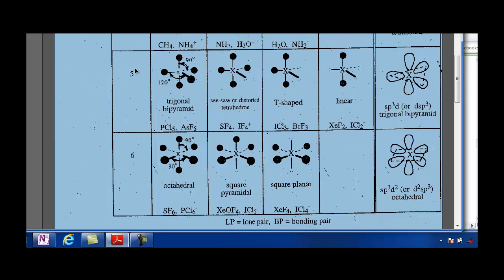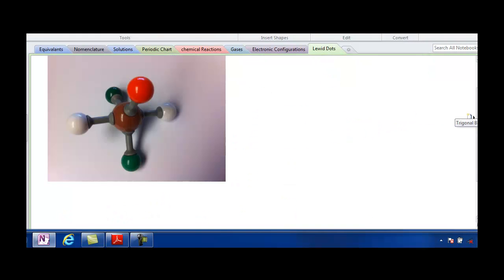Exceptions of the octet rule is when I have 5 electron pairs around the central atom. That's 10 electrons. That's not an octet. And another series of exceptions of the octet rule is when I have 6 electron pairs around the central atom. Okay, so all these will have 6. I'm going to go to a trigonal pyramid series first.